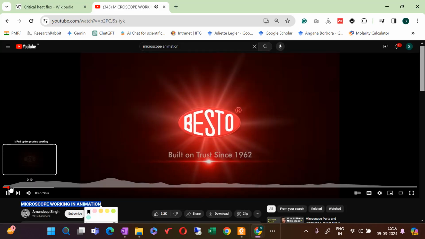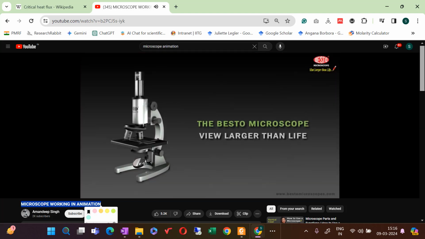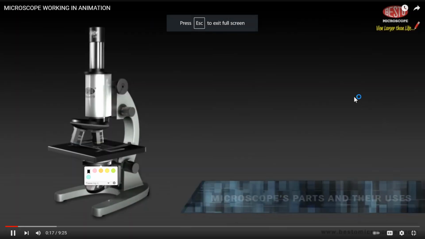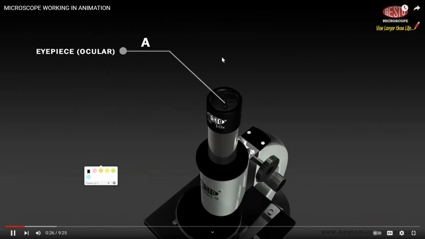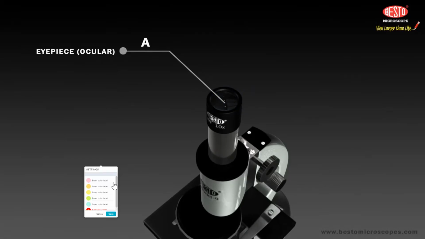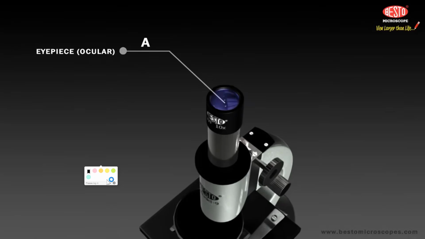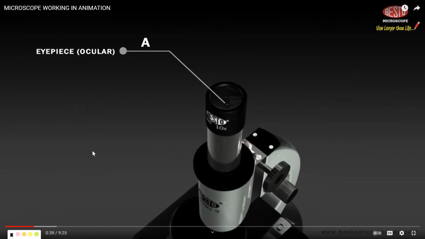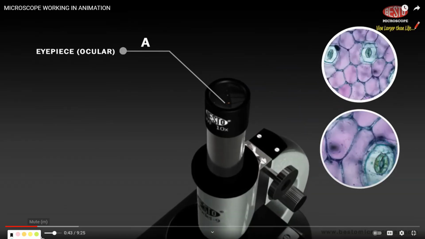Besto, built on trust. A practical introduction with projects and activities. Microscopes, parts and their uses. This is the part close to your eyes, through which you look. It contains the ocular lens, which makes the image produced by the objective lenses larger. An eyepiece may be labeled with its magnification or power, for example, 5x or 10x, meaning it enlarges 5 times or 10 times.